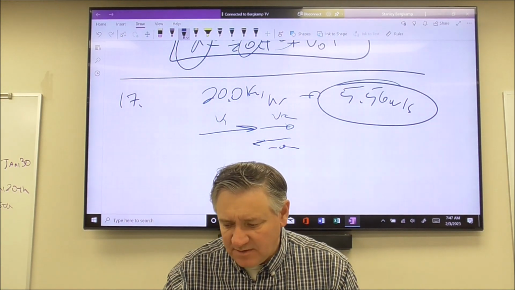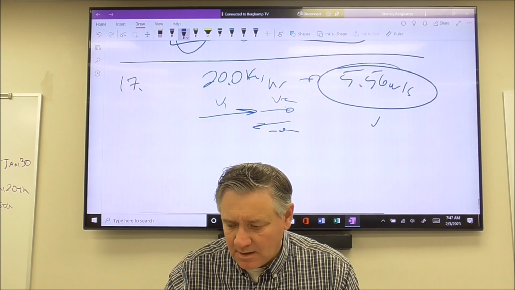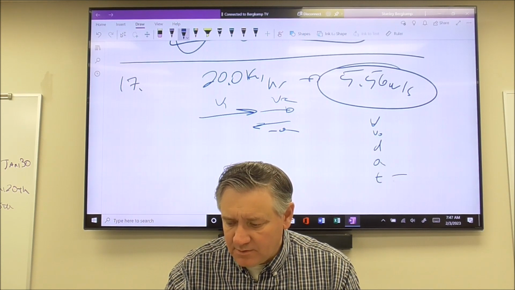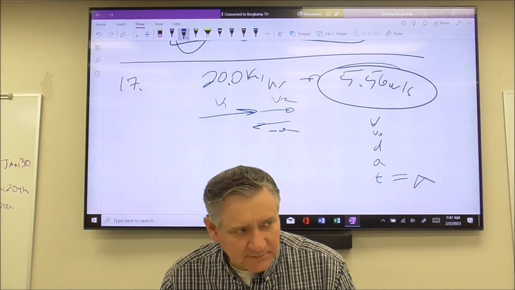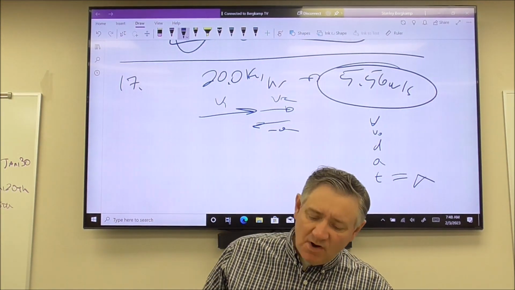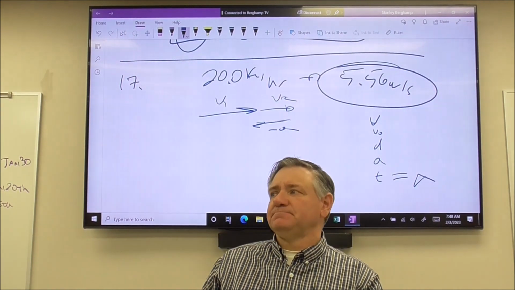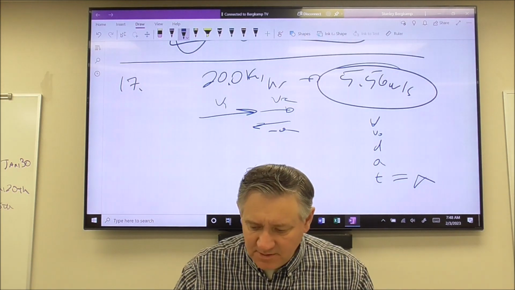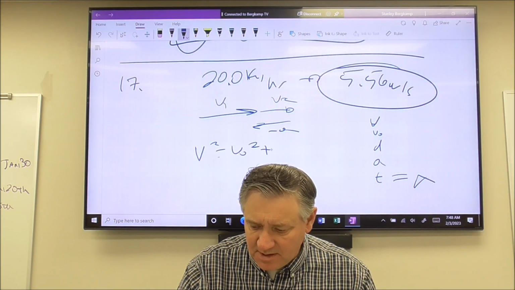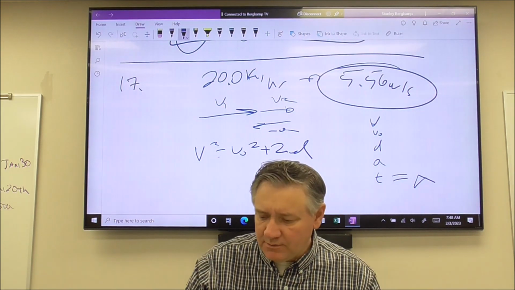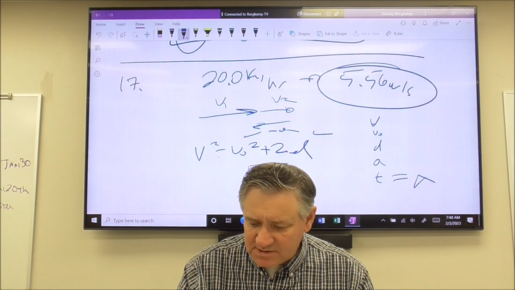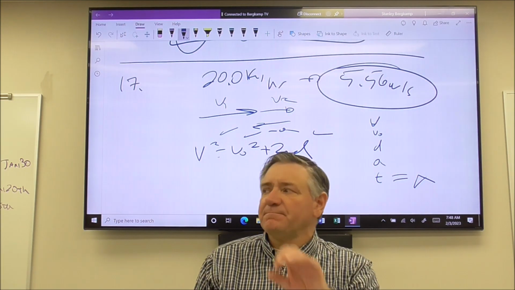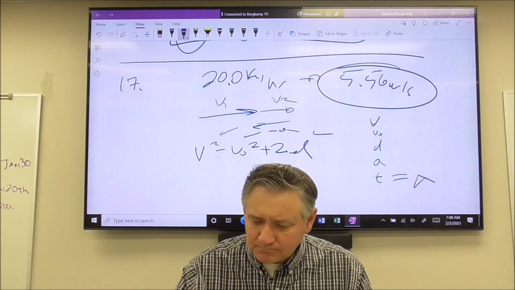If you do the V naught DAT chart, okay, you'll notice that there is no mention of time. So what's the only equation that doesn't involve time? That equation. So you know you're going to use that equation. So you can go, okay, v squared equals v naught squared plus 2ad. You know a distance, you know your initial velocity, you know your final velocity, solve the equation for acceleration, and then put in the numbers, okay?